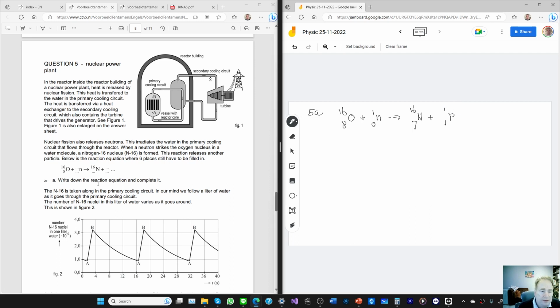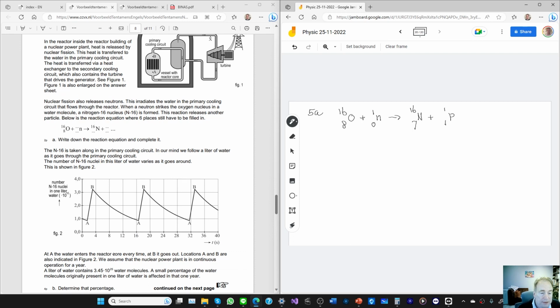Then this N16 is taken along the primary cooling circuit. In our mind, we follow a liter of water as it goes through the primary cooling circuit. The number of N16 in this liter of water varies as it goes around. This is shown in figure 2. At A, the water enters the reactor core every time. At B, it goes out. Locations A and B are also indicated in figure 2.